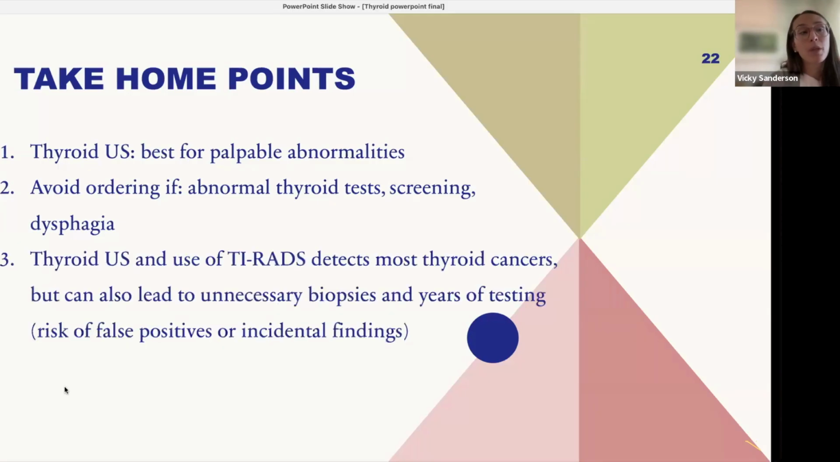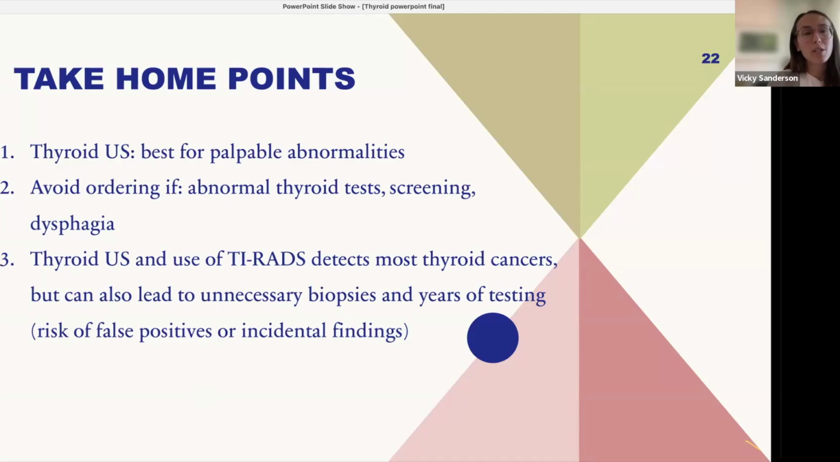Last, thyroid ultrasound plus the TIRADS criteria has very good specificity and sensitivity for detecting thyroid cancers. So low risk of false negative results. But as we know, there's a high risk of false positive results or those incidentalomas, if you will. Lots of benign nodules that warrant follow-up.